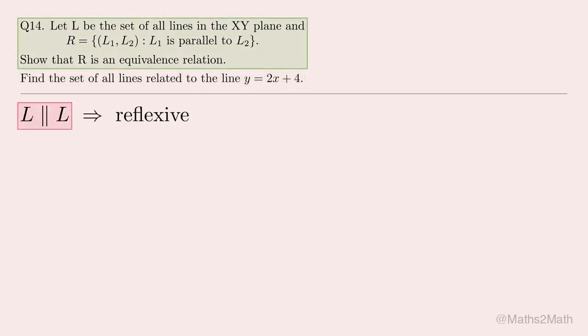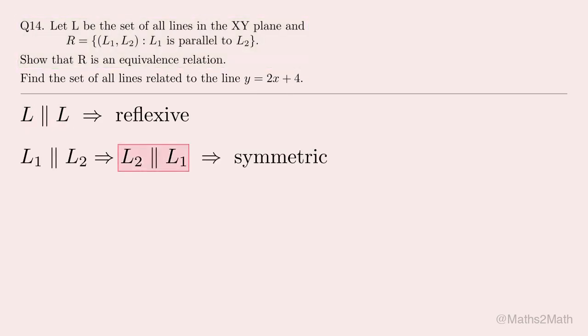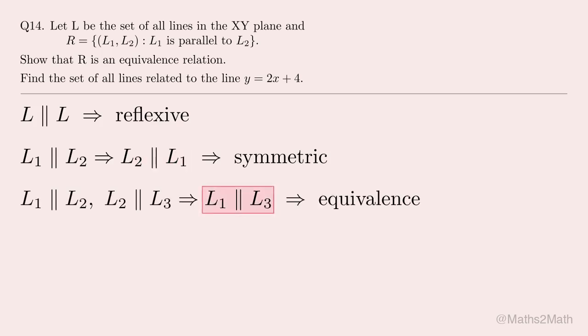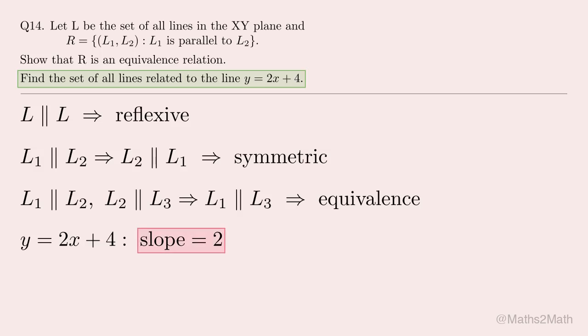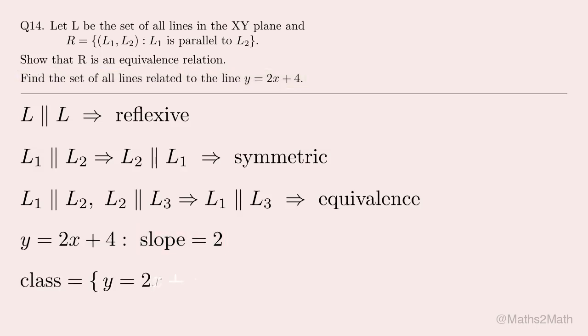Every line is parallel to itself, reflexive. Parallelism is order blind, symmetric. 2 lines parallel to a third are parallel to each other. Transitive, an equivalence relation. Parallel means equal slope, and our line has slope 2. So the related lines are all lines of slope 2, y equals 2x plus c for every real c.